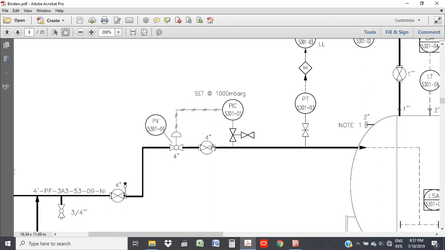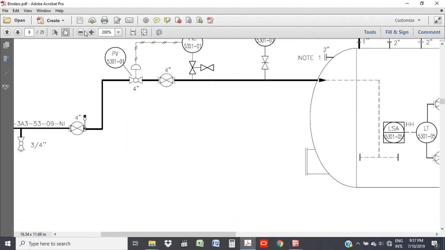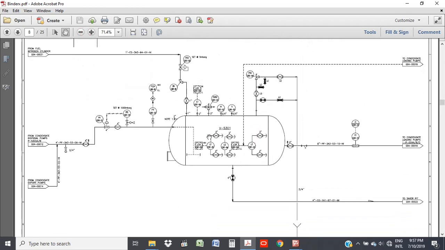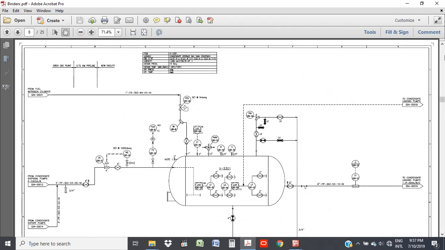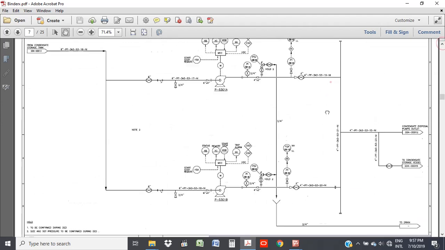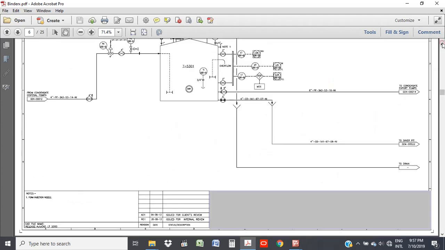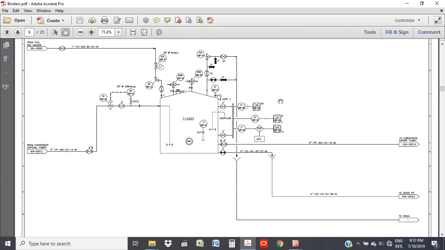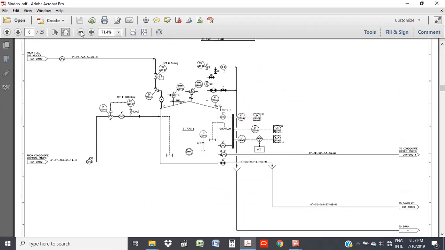So that's how a pressure control valve works. Also, there's some that work for level. Pressure is mainly associated with gases and the level of pressure in the system. Yeah, okay, sorry, that's a tank.